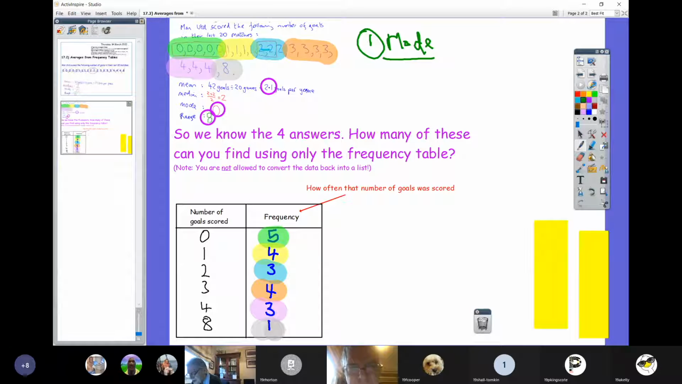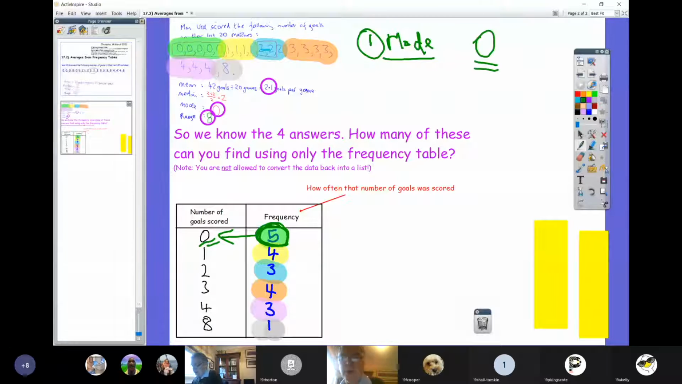To work out the mode, you see what happened the most often times. So you look for your biggest frequency. Our biggest frequency is 5. What happened on 5 occasions? They scored no goals. So you'll see in a minute that I'm just about to circle the 5 in green, because that's what happened most often. And what happened most often? They scored no goals. So that's how I worked out that the mode was 0 from the frequency table. I'm just getting the easy ones out of the way first.